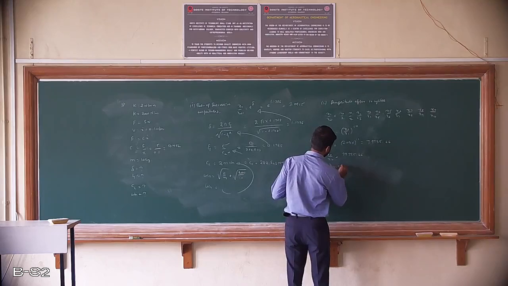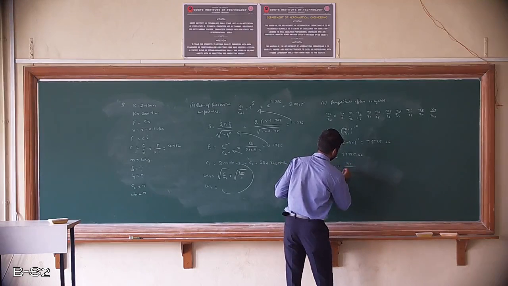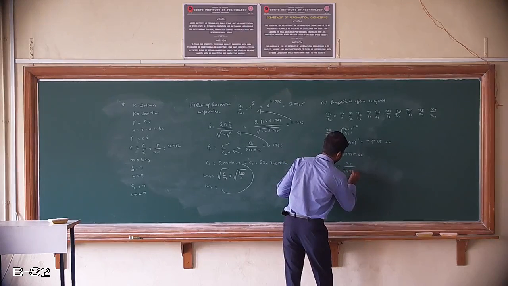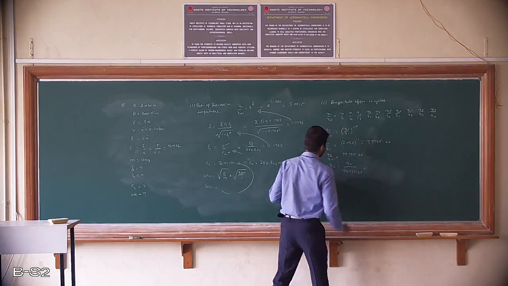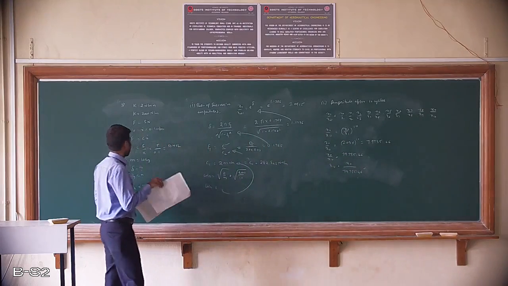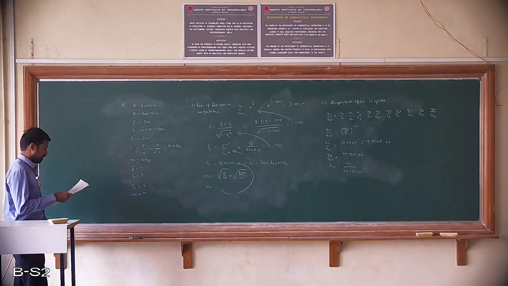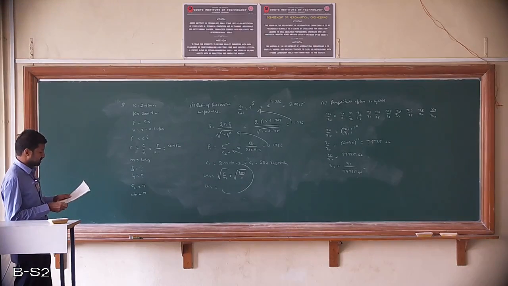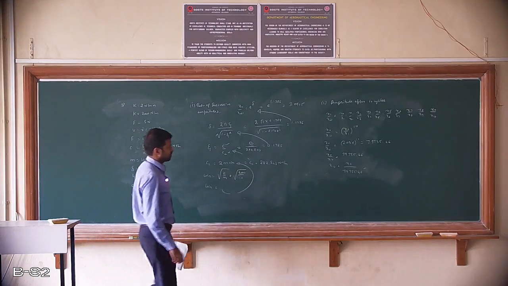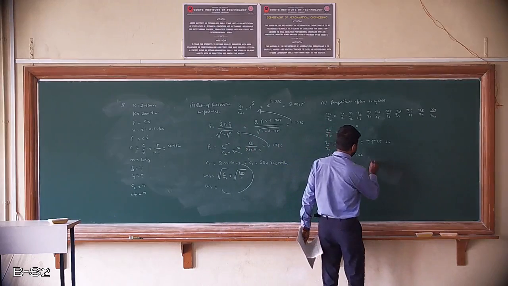So therefore x10 is equal to x0 by 79735.46. But what is the value of x0? The value of x0 is given in the problem statement. The amplitude of body after 10 cycles, find out if the initial amplitude is 15 mm. The initial amplitude is nothing but x0. It is given as 15 mm.